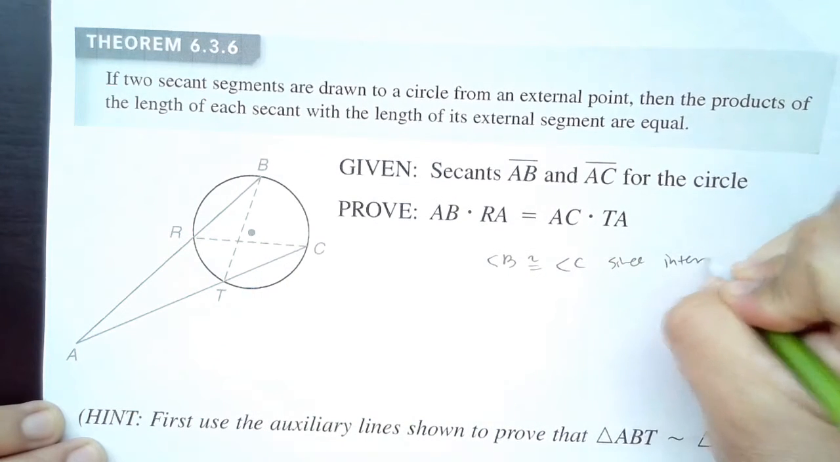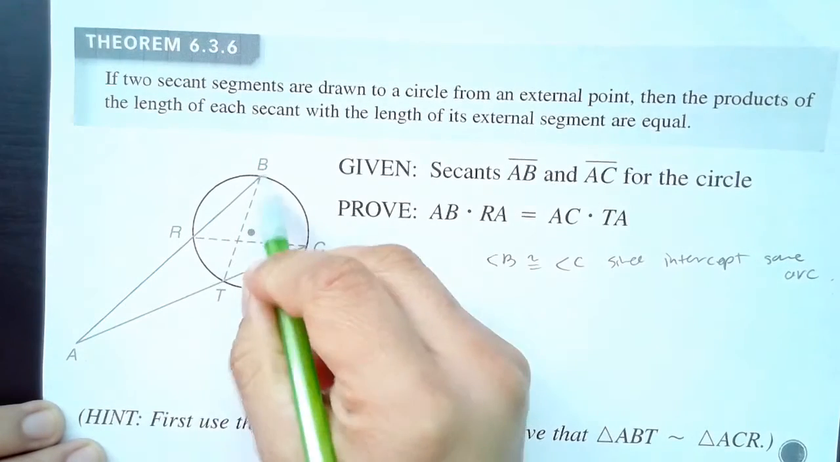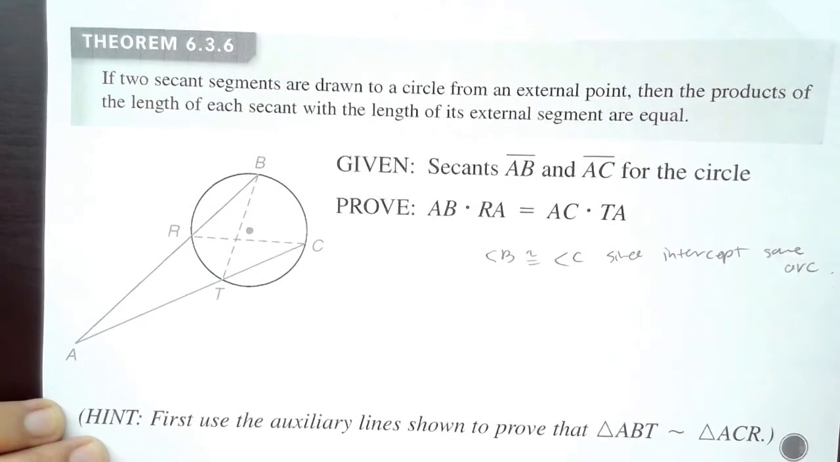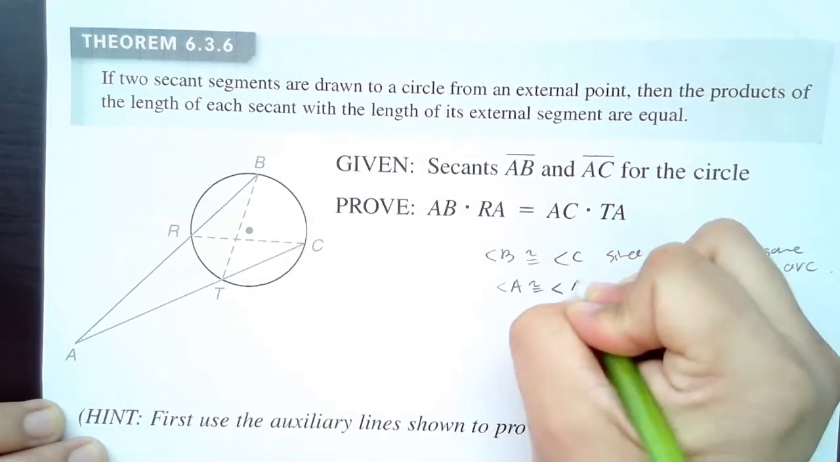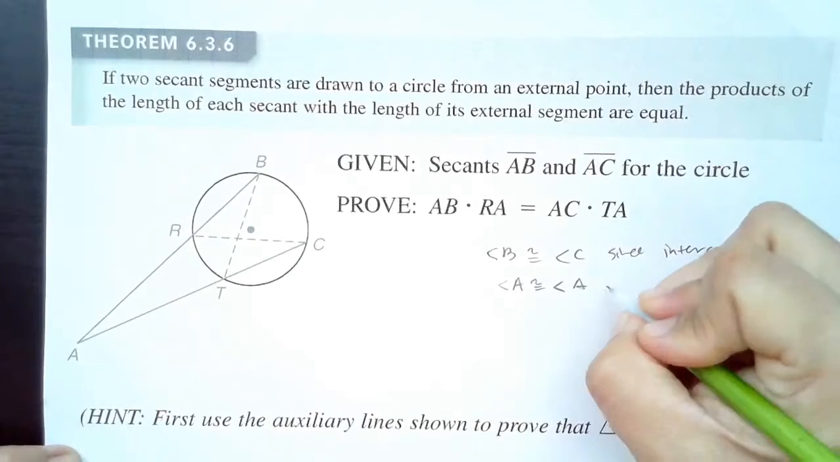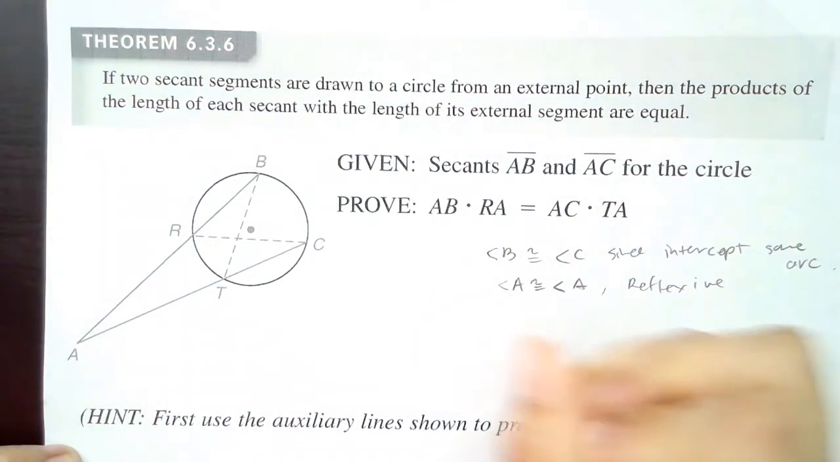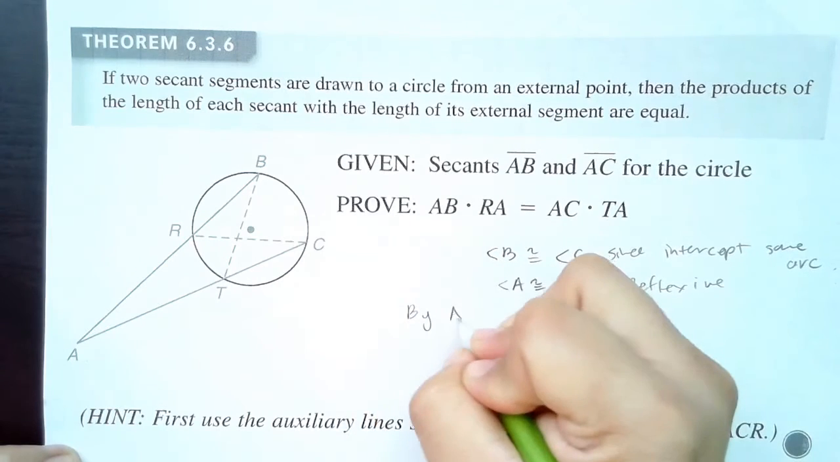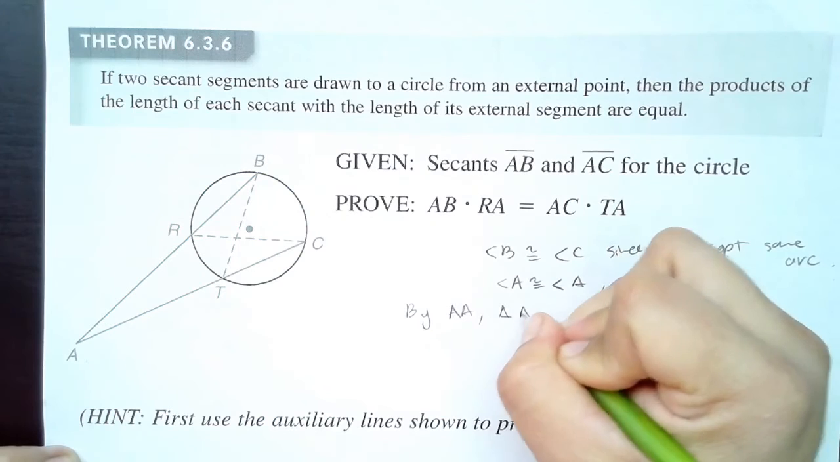They intercept the same arc, and then they're both inscribed angles. Okay. And then what else do we know? We know that A is congruent to itself, right? Reflexive property. So then by angle, we can say that triangle ABT is similar to triangle ACR.